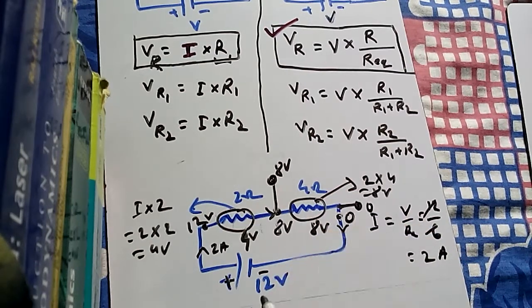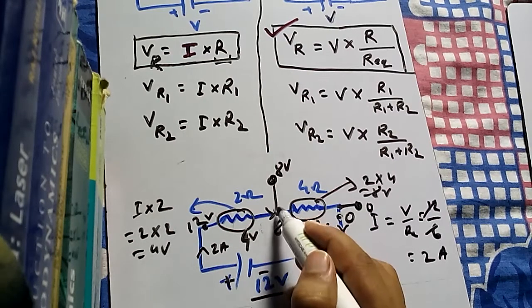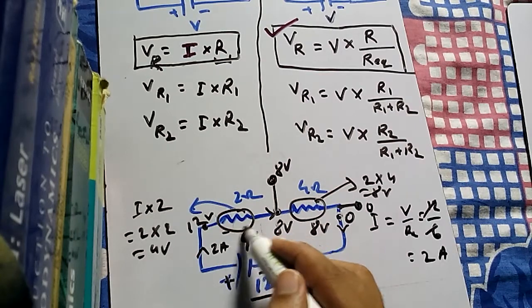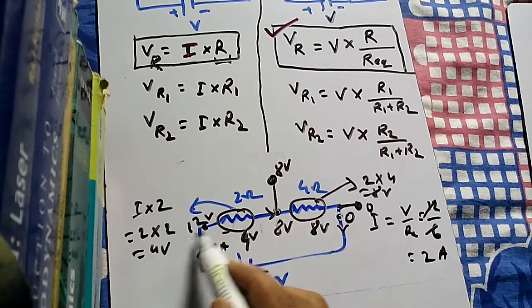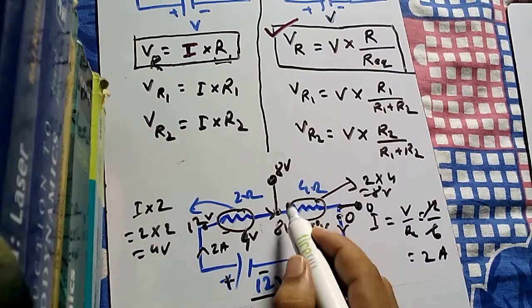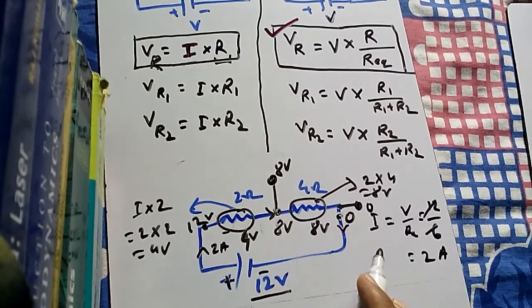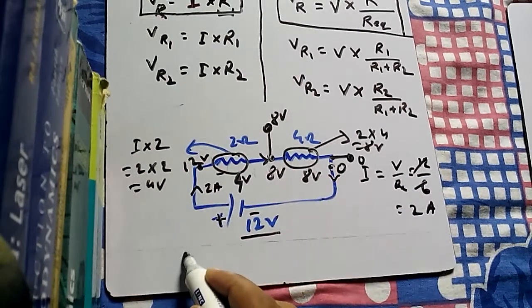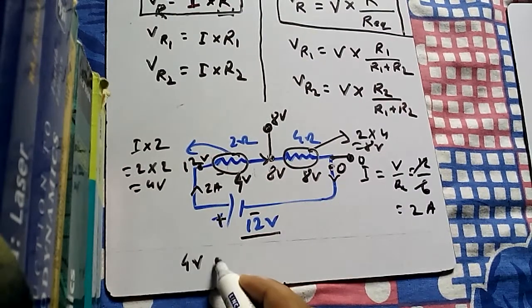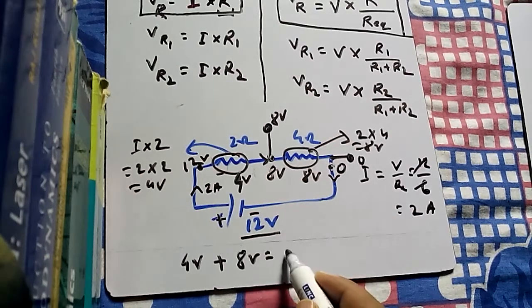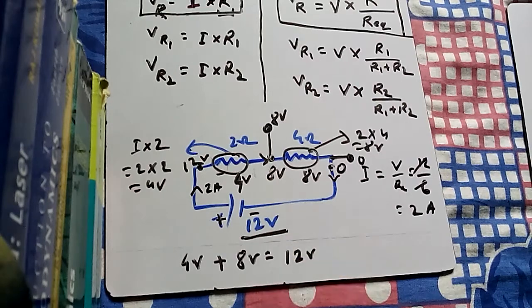Don't get confused that the source is 12 volt, so it would be 12 volt everywhere. No, because there has been a drop, so we have to subtract this drop from our EMF to get the voltage at this point. And one more thing: add all the voltage drops, 4 volt and then 8 volt, the total is 12 volt. That means the voltage that we have provided.